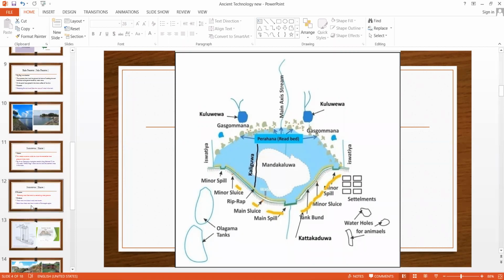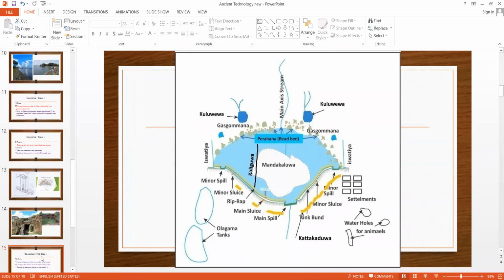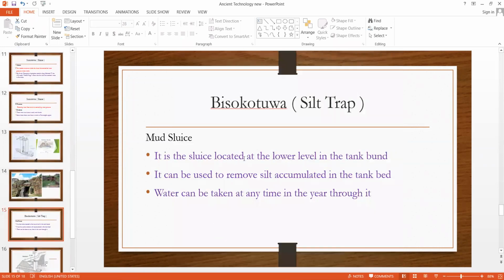So why do we call it the mud sluice? Now there's a reason. It is the sluice located at the lowest level in the tank. It can be used to remove accumulated silt. Sometimes in the tank, silt or mud can accumulate. That accumulated mud is removed by this sluice, the mud sluice. So that's why we call it the mud sluice. It is located at the lowest place of the dam, and water can be taken from it at any time in the year.